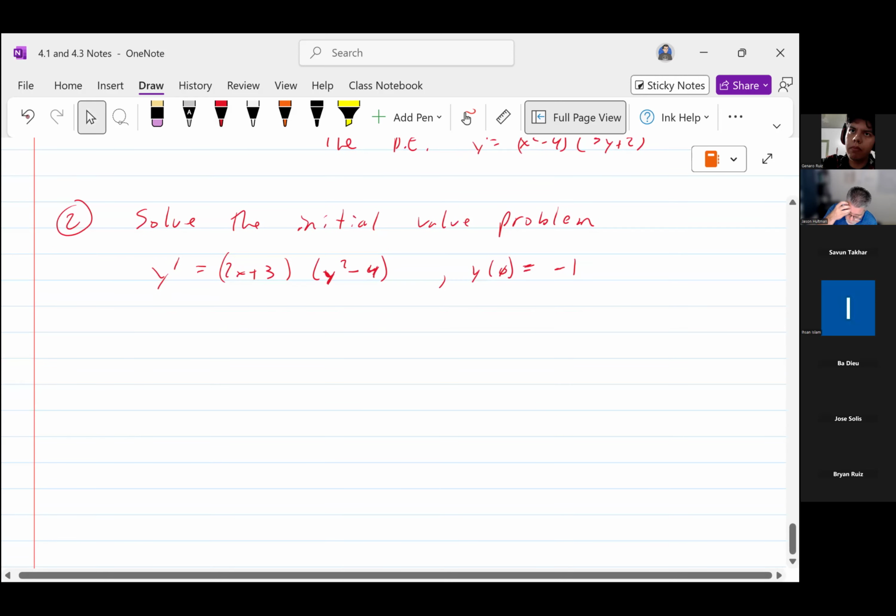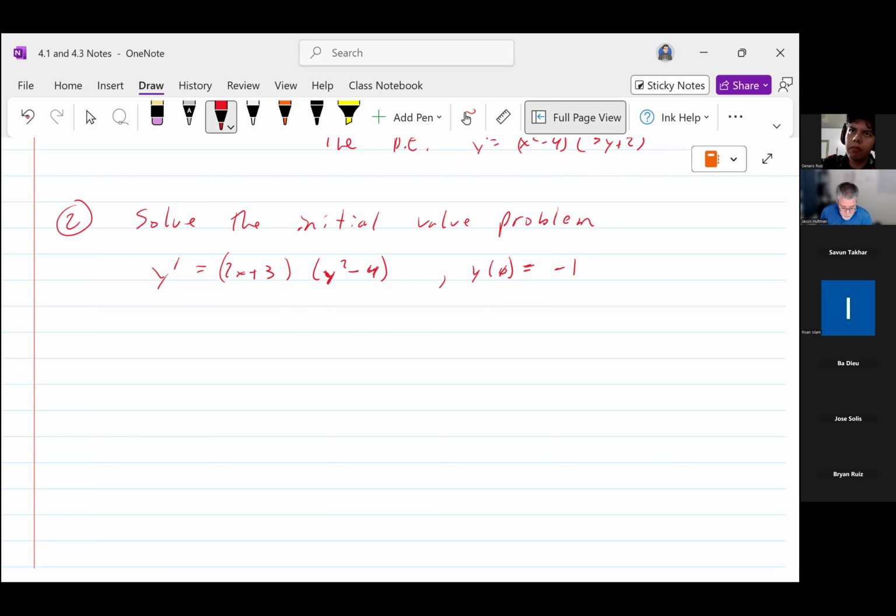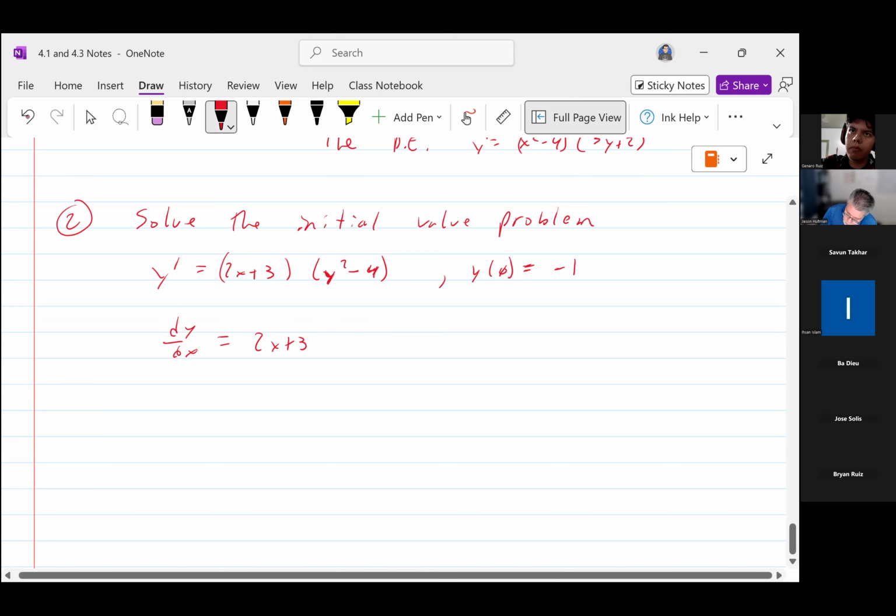Okay, so very similar to what we did before, but now we have an initial value. So we can solve for the particular solution. So I'm going to get dy dx is equal to 2x plus 3 times y squared minus 4.